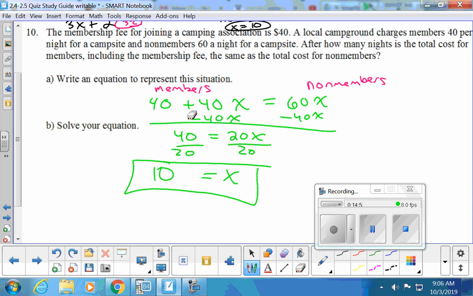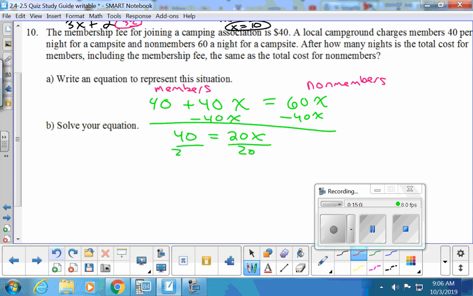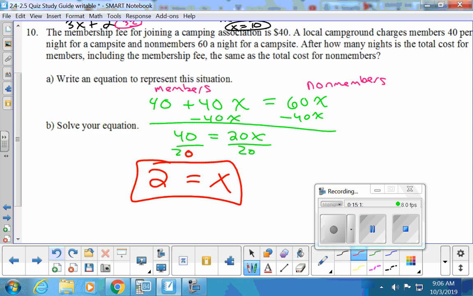How'd I get? Oh, I'm sorry, 20. I get 20. It's a 2. Wait, did I mess up? You put 10 instead of 2. It's 2. Okay, it is 2. I was thinking of the next problem. My brain wasn't functioning. I am so sorry. 40 divided by 20 is 2. That's right.